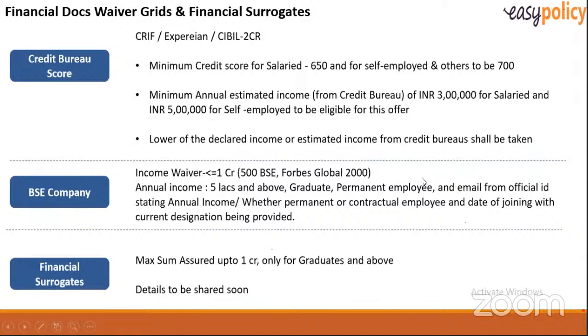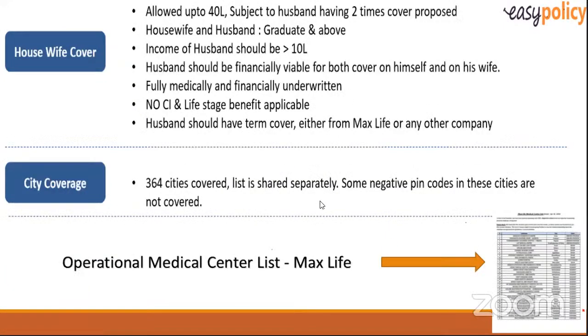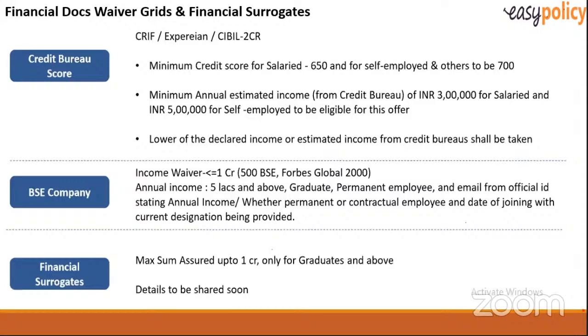So we have an option. If the customer does not have standard income proof, we can ask for financial surrogates documents and we can log in the case. But there are some gate criteria which we need to consider.